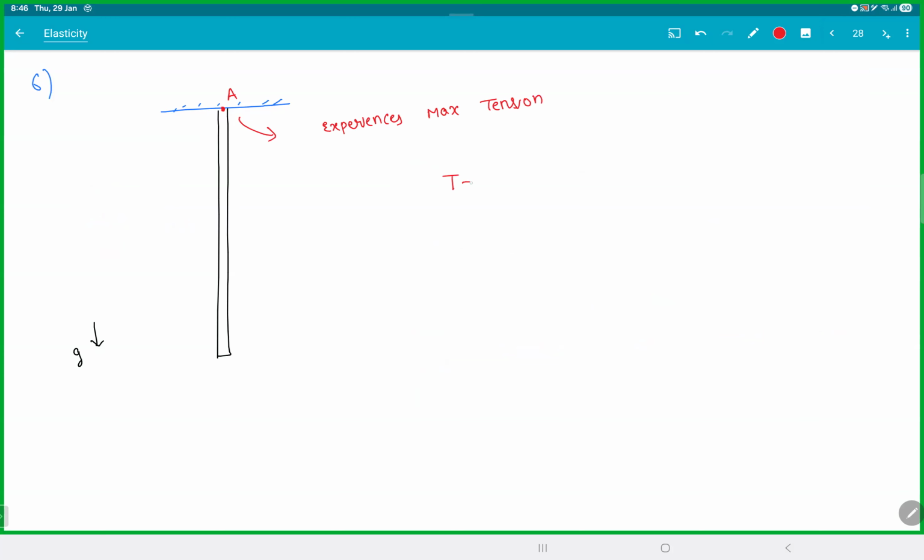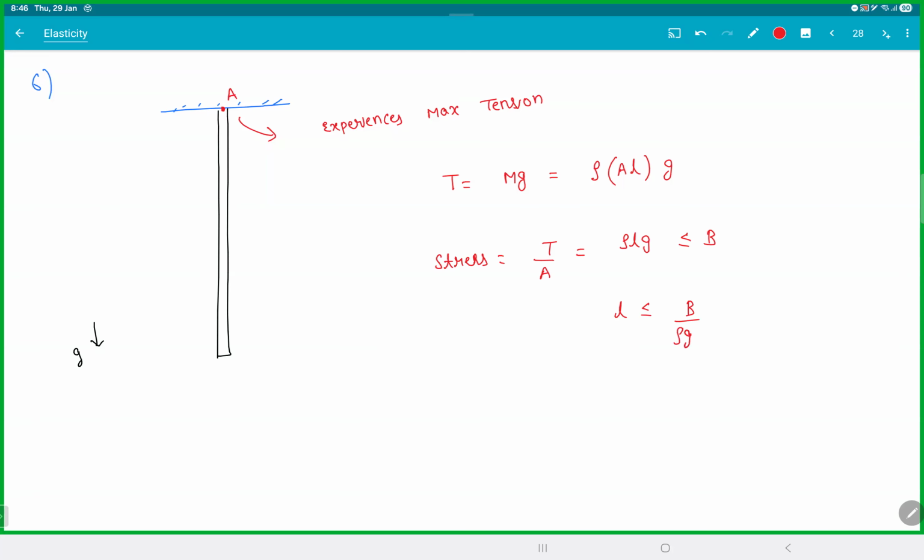So tension at A will be the total weight mg, which is nothing but density, area, length into g. So the stress will be tension by cross-sectional area, which is rho Lg. This must be less than or equal to B so that you don't break. So L must be less than B by rho g.